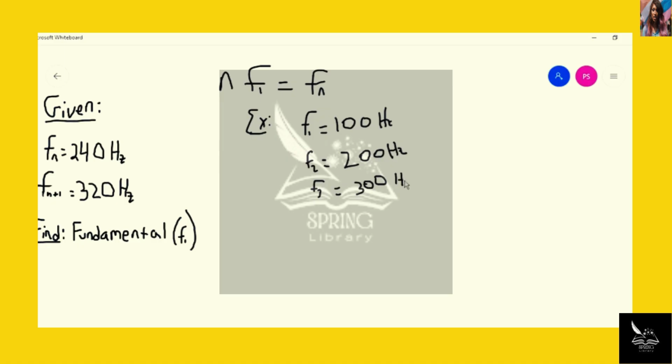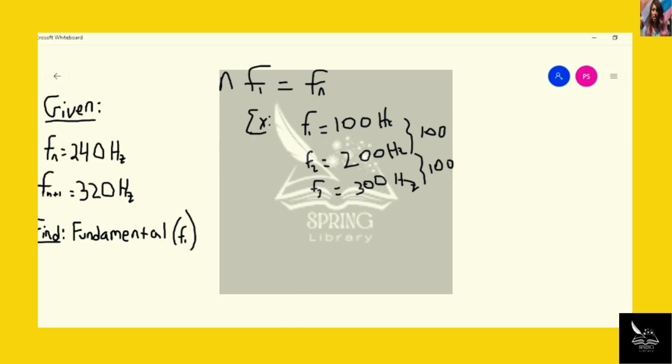If you see that pattern, another way to think about it is that as you go to adjacent harmonics, you're increasing by an amount equal to your fundamental. There's a 100 hertz difference between the first and second, and then there's a 100 hertz difference again between the second and the third, and that pattern would just keep continuing.